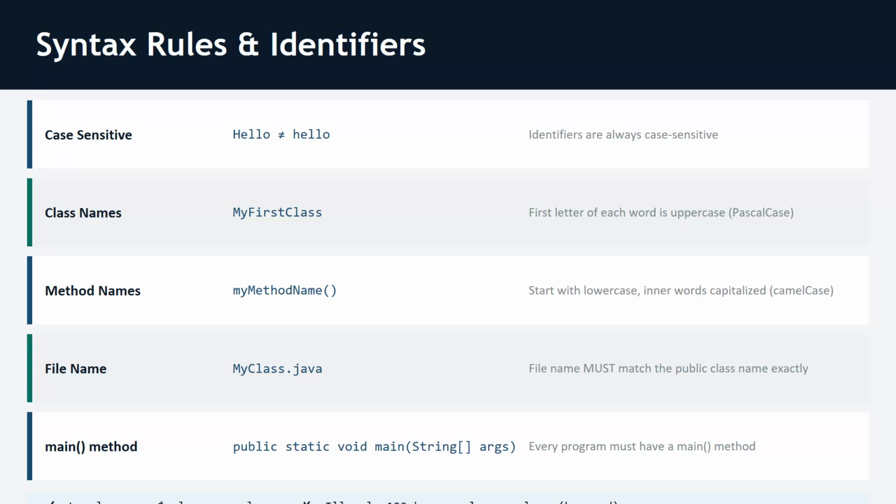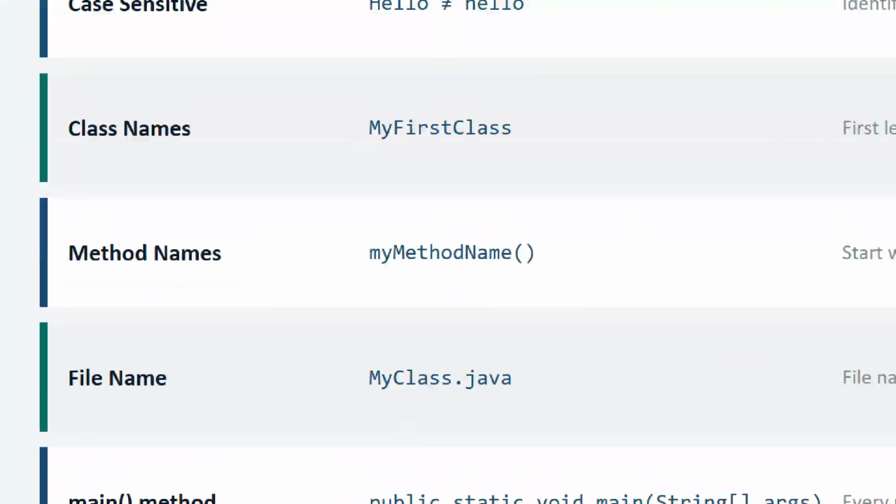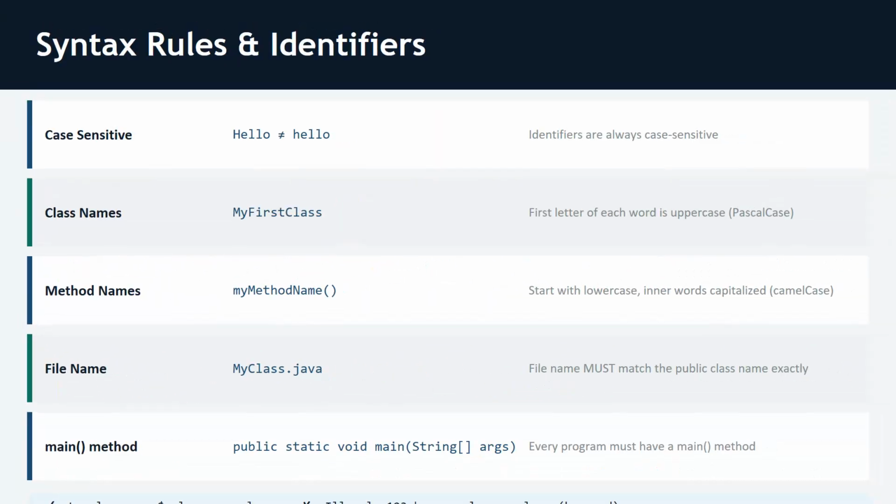Therefore, we are also saying that the main method, public static void main String, every program must have the main method, which is mostly used here.